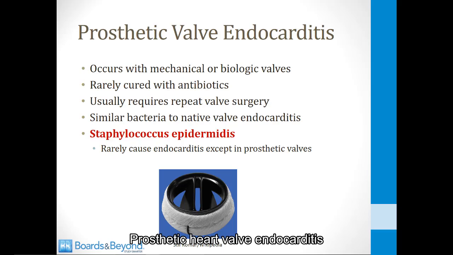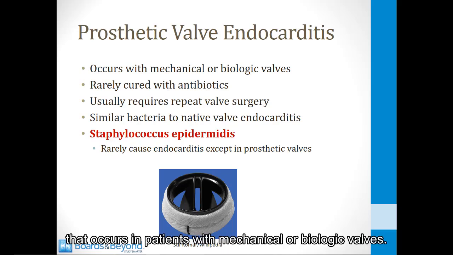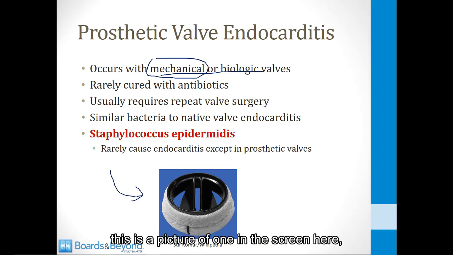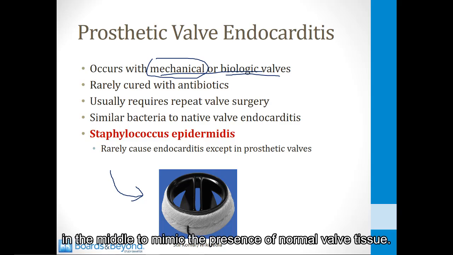Prosthetic heart valve endocarditis is a special form of endocarditis that occurs in patients with mechanical or biologic valves. Many patients with valve disease are referred for cardiac surgery, and they have placement of either a mechanical valve, which is a metal valve — this is a picture of one on the screen here — or a biologic valve. A biologic valve has a prosthetic ring, and then it has pig or cow tissue in the middle to mimic the presence of normal valve tissue.